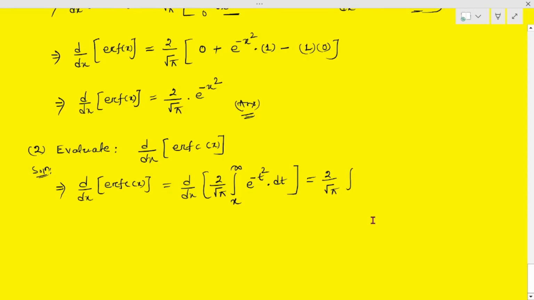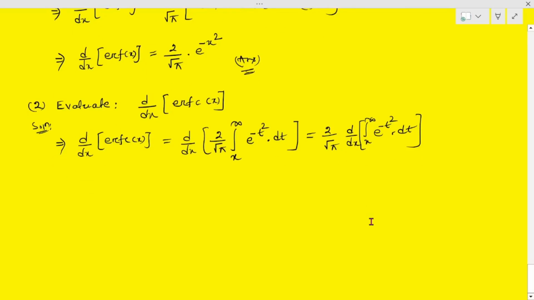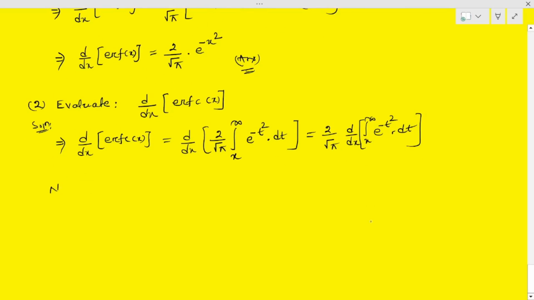We have to write d by dx of this integration, x to infinity e to the power minus t square dt. Okay, now we have to apply the differentiation under integration sign rule. What can we get?